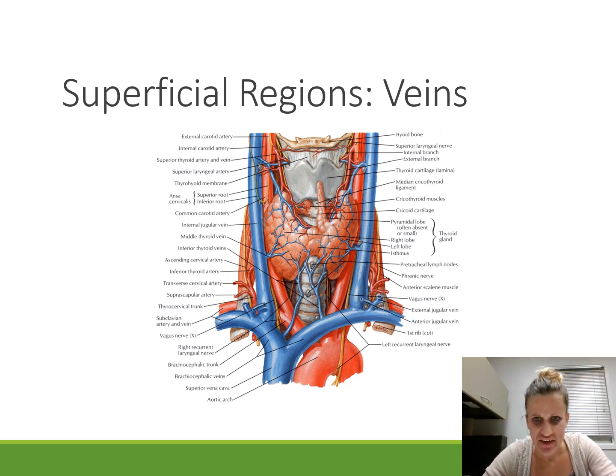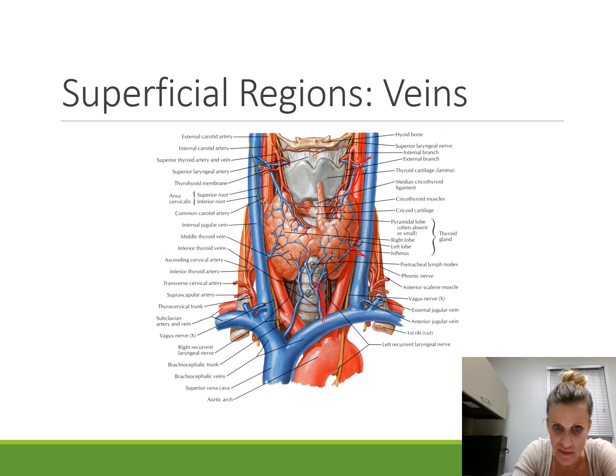The only veins on here that we haven't really looked at yet, I think, are the thyroid veins. So the superior thyroid veins up top, the middle thyroid veins, and then the inferior thyroid veins are on the bottom, coming from the brachiocephalic veins. Again, the internal jugular veins are going right alongside the common carotid vein.